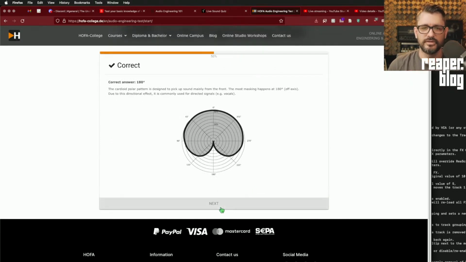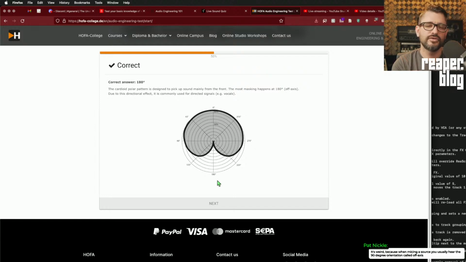Correct. And there's the polar pattern chart, where we've got 0 in front, and then we've got 90-degree angles to the sides and 180 behind. The cardioid polar pattern is designed to pick up sound mainly from the front. The most masking happens at 180 degrees. Due to this directional effect, it is commonly used for directed signals, for example vocals. It's weird because when miking a source, you usually hear the 90-degree orientation called off-axis. Really, anything that's not directly in front would be off-axis.